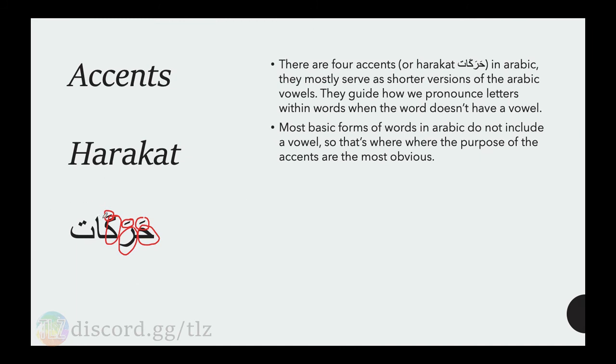This word does have a long vowel, which is this one, it's alif. So it would be harakat. Give me a second.